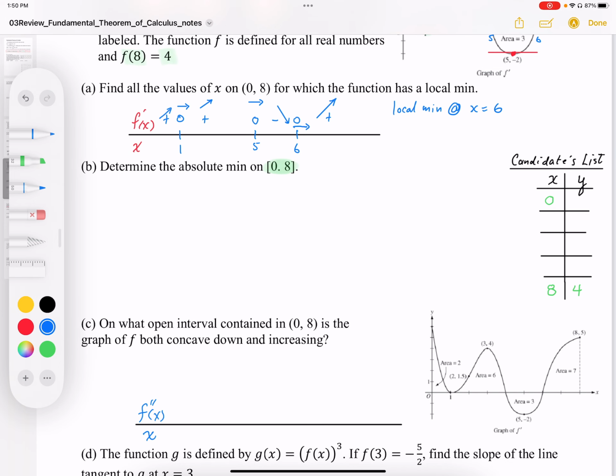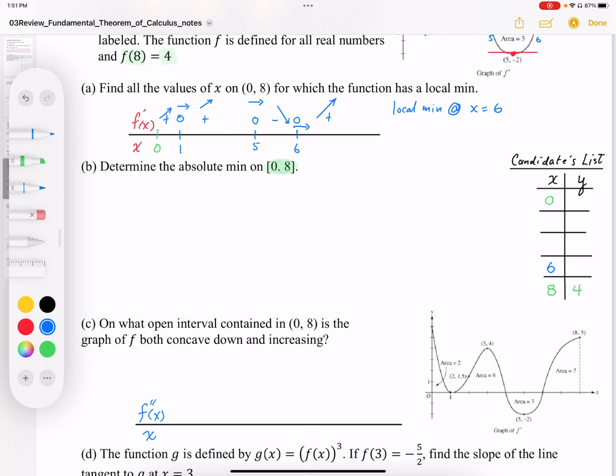Although I could check my other points, I know that 5 is actually a local max, which I could put in my candidates list. But really, for an absolute min, I have to consider the endpoints, and I also have to consider the local min. So I'm going to put in 6 as my local min, and I have to work out that value. I also have to figure out what's happening at 0, because at 0, it looks like it's coming down, so it could potentially be another point of minimum. So I need to figure out two things.